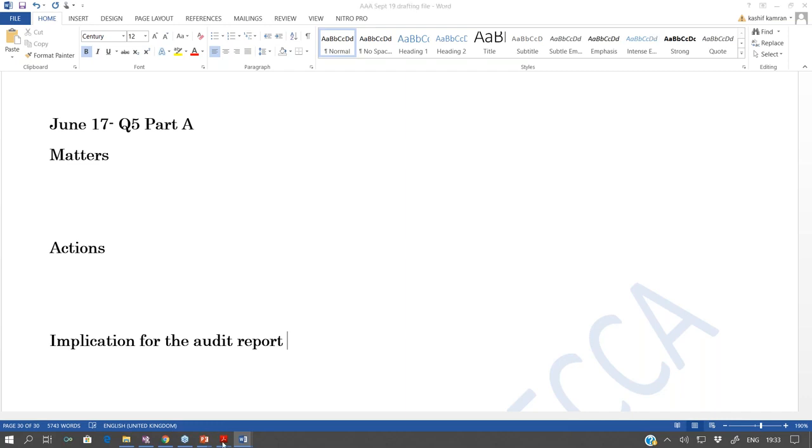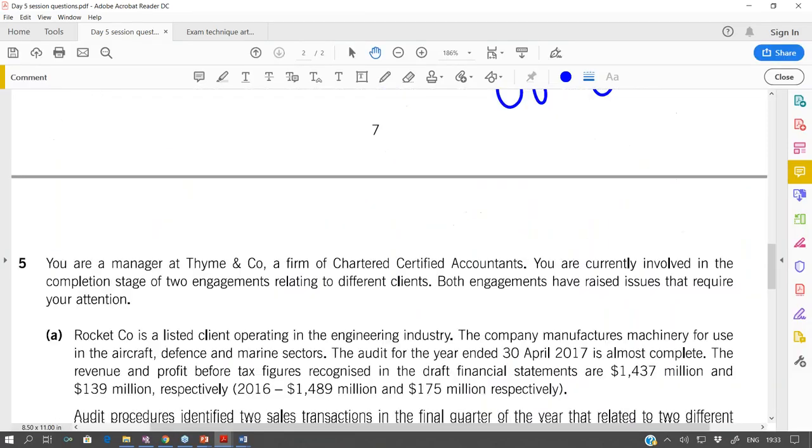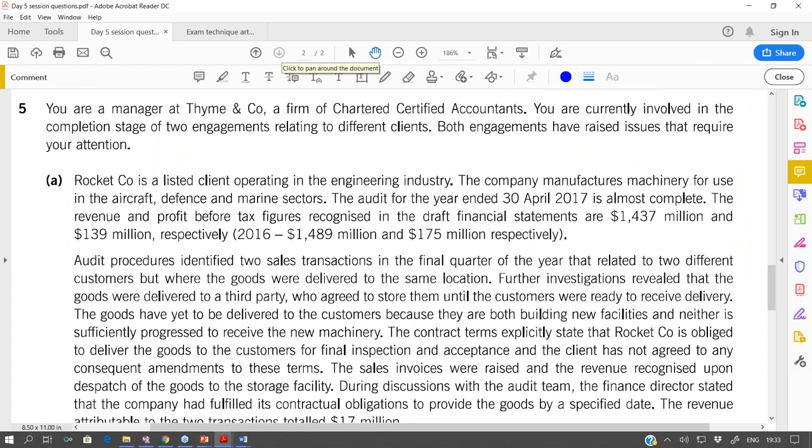If I go back to the question for June 17 and I start to read the question with you to make you realize what the examiner said in the report and what the examiner said in the article. Now concentrate on the screen. I'm reading the first paragraph from where the question is starting. You are a manager at Time and Company, a firm of chartered certified accountants. You are currently involved in completion stage of two engagements relating to different clients. Both engagements have raised issues that require your attention.